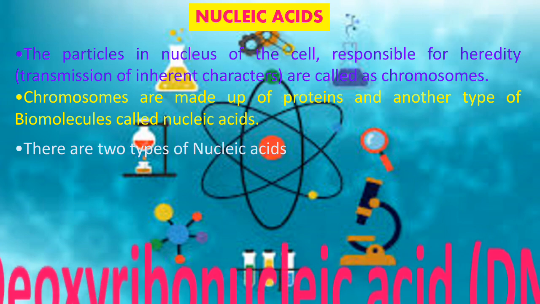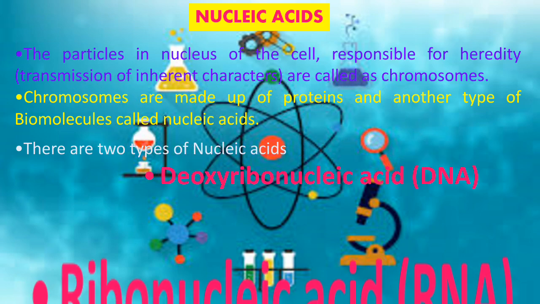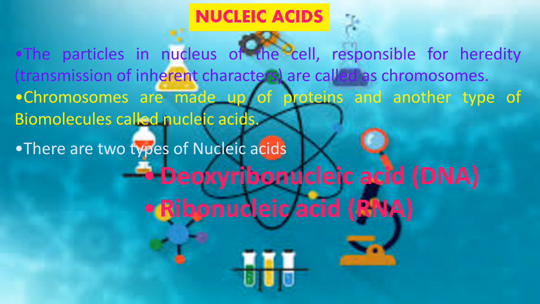There are two types of nucleic acids. One is deoxyribonucleic acid. In short, we call it DNA. And another one is ribonucleic acid. In short, we call it RNA. Regarding these two nucleic acids, DNA and RNA, you are learning in biology in detail, but in this chemistry chapter, the chemical aspects of these two nucleic acids have been mentioned. That means today we'll discuss the chemical aspects of DNA as well as RNA.